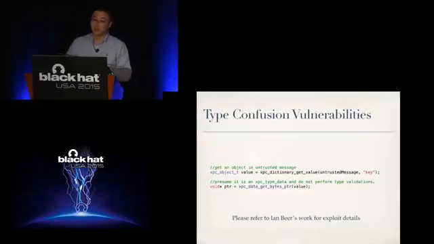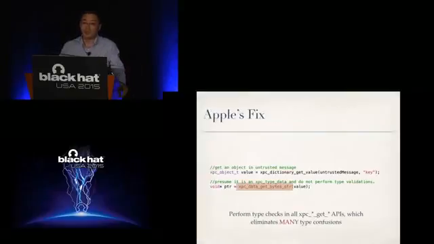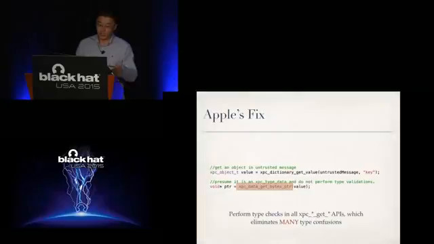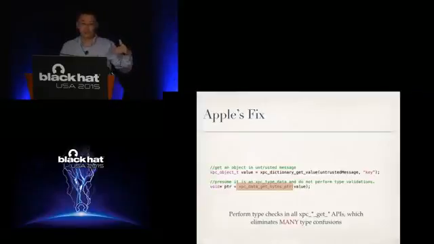If you don't perform the type validation, it would cause some security problems. You could refer to that work for more details about the exploit. But Apple made a very good response. What Apple did is introduce a lot of type checks in all the XPC get family of APIs. Basically, in the low-level APIs, Apple performs a lot of type validations. If the type mismatches, it will quickly return 0.